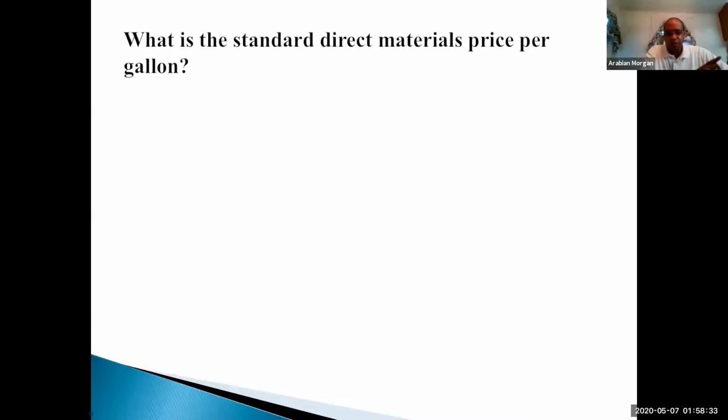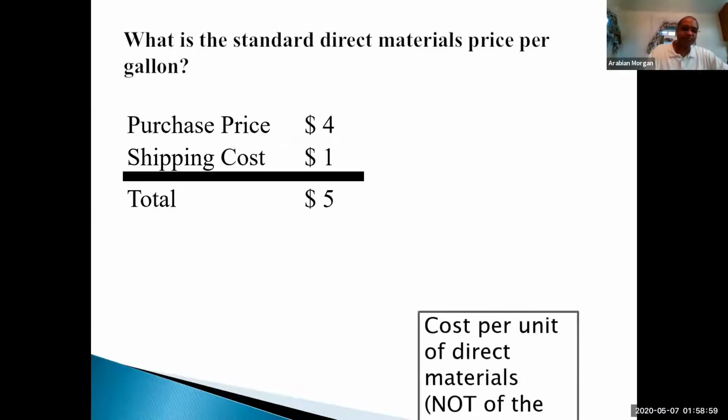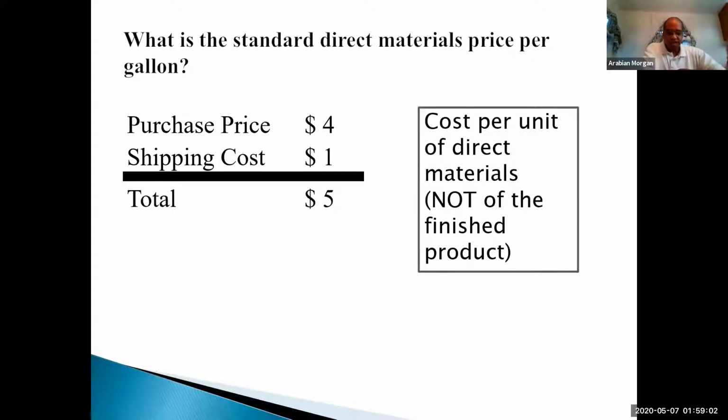And this is very important here, okay? I'm going to write that the standard direct material price per gallon is the purchase price plus the shipping cost. And there's a note here. It says the direct material price standard is the cost per unit of direct materials used in making 1 unit of the finished product. So in other words, it's the cost per unit of direct materials.